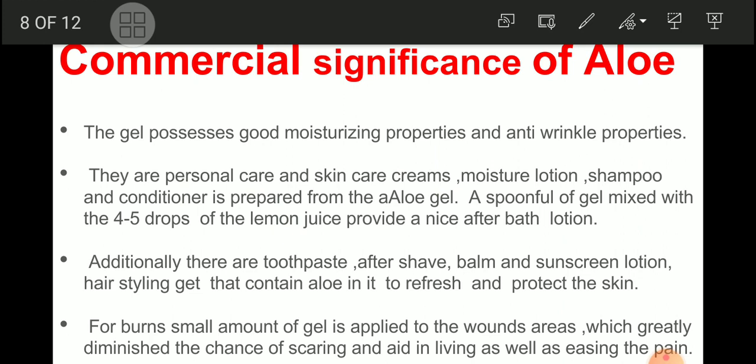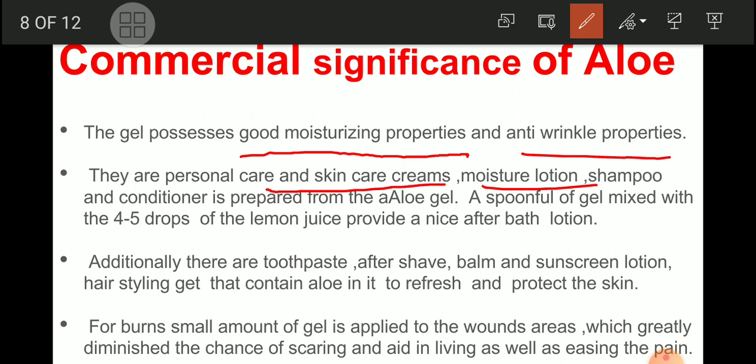Now what is the commercial significance of aloe? The gel of aloe, as we know, possesses good moisturizing and anti-wrinkle properties. That's why aloe is most of the time used in cosmetics. Personal care products, skin care creams, moisturizing lotions, shampoos and conditioners are prepared from aloe gel.